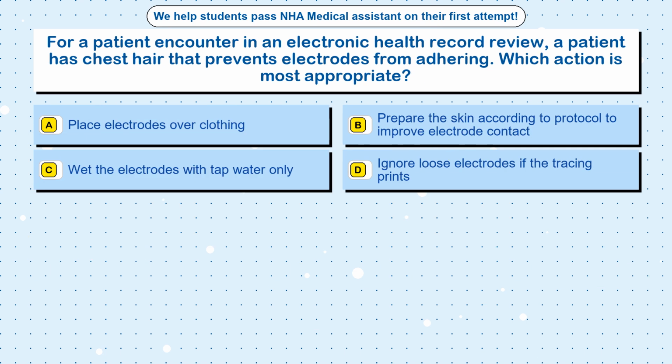Question 83. For a patient encounter in an electronic health record review, a patient has chest hair that prevents electrodes from adhering. Which action is most appropriate? Option A. Place electrodes over clothing. Option B. Prepare the skin according to protocol to improve electrode contact. Option C. Wet the electrodes with tap water only. Option D. Ignore loose electrodes if the tracing prints.